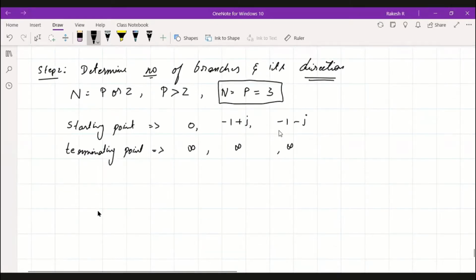Now after that, what is step 3? Step 3 is to find out the number of asymptotes and asymptote angle.